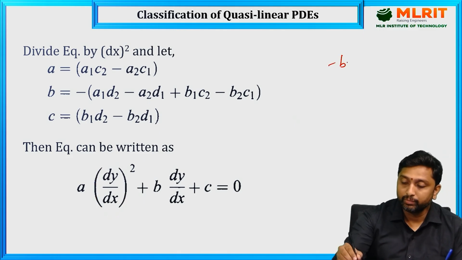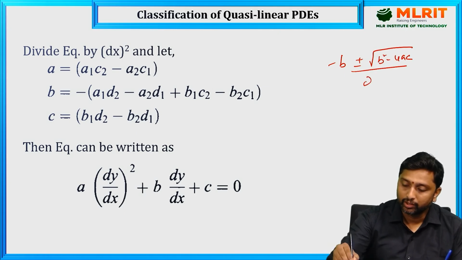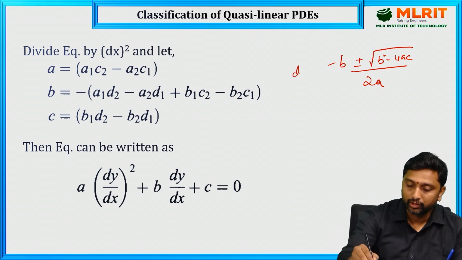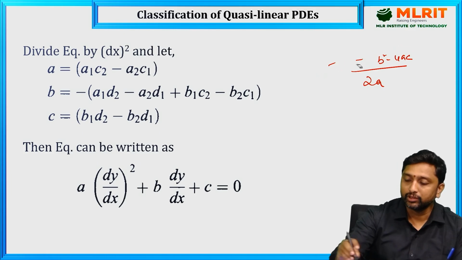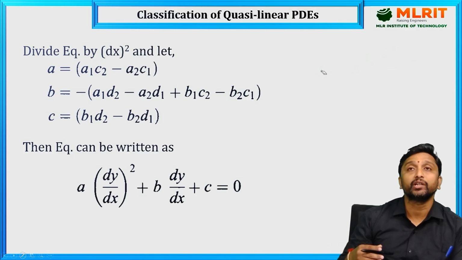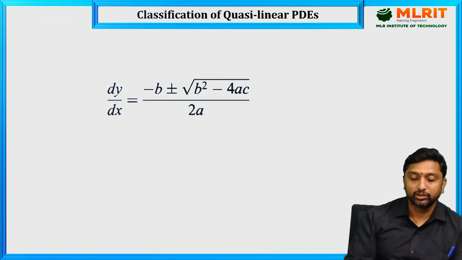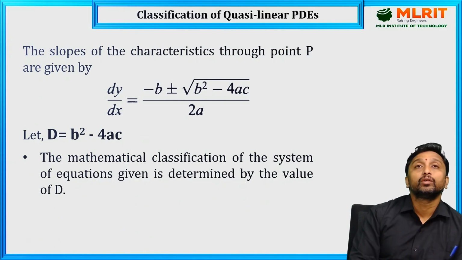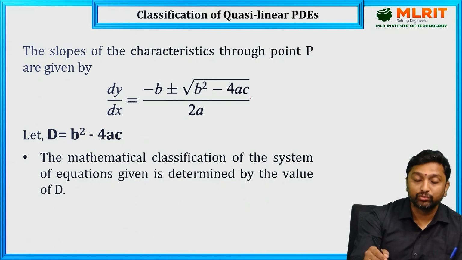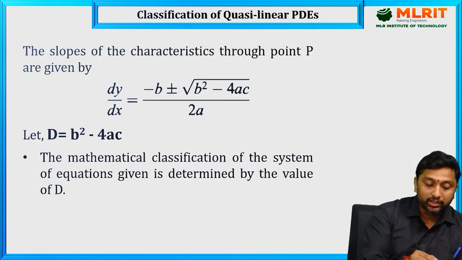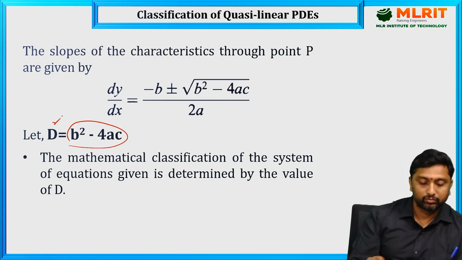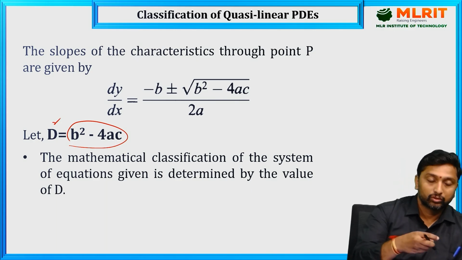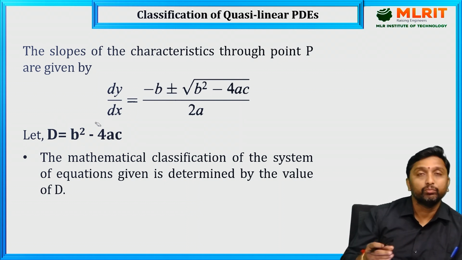The solution for dy by dx can be directly obtained. It is minus b plus or minus the square root of b square minus 4ac, divided by 2a, which is nothing but dy by dx. This is the general formula we come across for the solution of a quadratic equation. Here d is the discriminant, which is equal to b square minus 4ac.